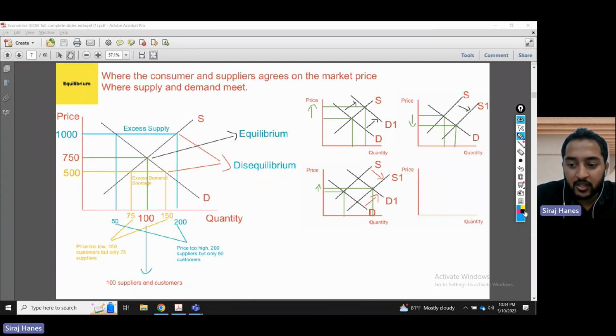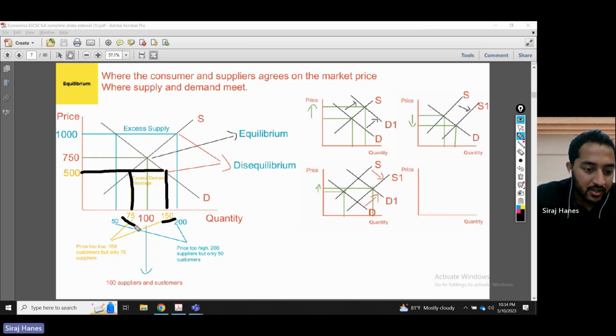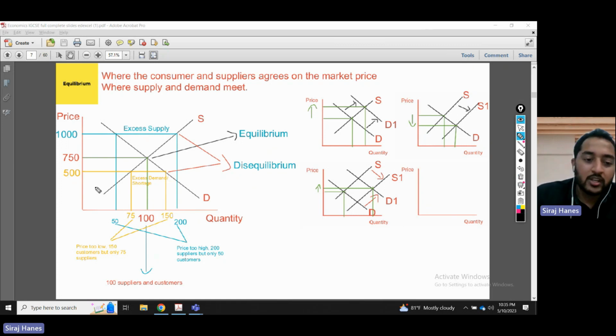Here's another scenario. I'm wiping that out. What happens if we reduce the price from 750? See where it touches the demand curve? 150 people. See where it touches the supply curve? Because the price fell, suppliers don't want to supply, only 75. So the price is too low. 150 customers, but only 75 suppliers. That means there's an excess demand. In other words, an excess demand is called a shortage. There's a shortage of goods now because price is too low, suppliers not willing to supply. Consumers are like, wow, this is cheap, I want to buy. So more people buying, less people supplying. There's excess demand or a shortage. Anything that's not at the equilibrium point is called disequilibrium and is shown here.